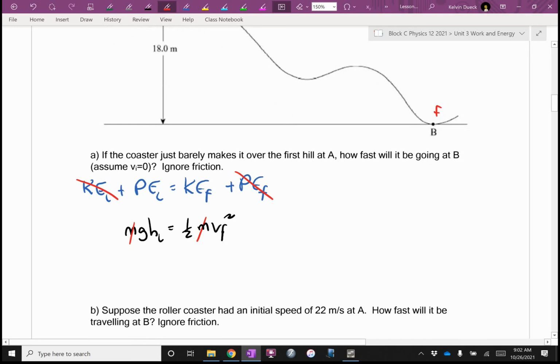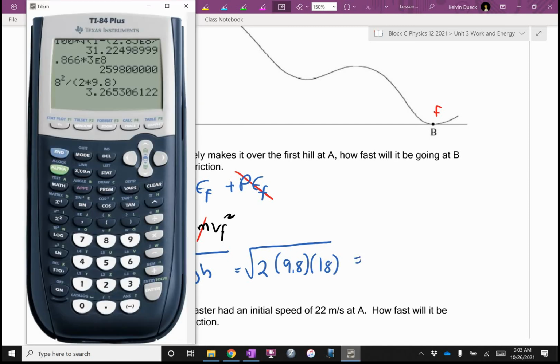All right. They want us to find v. v final is going to be the square root of 2gh. 2 times 9.8 times 18. Again, if your calculator doesn't extend the square root bar, you'll have to put it in brackets or square root and then equal sign, or multiply it and then square root enter button. You get 18.8?